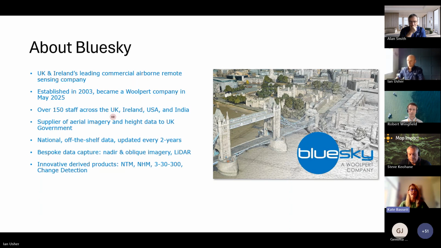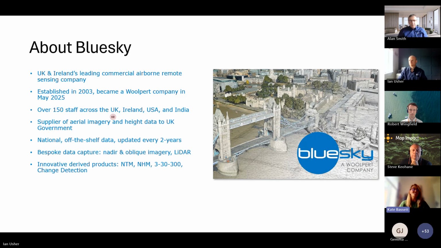Blue Sky is the UK and Ireland's leading commercial aerial survey company. We've been capturing and analysing airborne data since 2003, creating a range of high resolution data products at national scale across the UK and Republic of Ireland. Blue Sky supply aerial imagery and height data to the UK government as part of the APGB contract. And in May this year, we were acquired by Woolpert, a global architecture, engineering and geospatial firm. Woolpert's backing strengthens Blue Sky's ability to invest in innovation, expand our data offerings and scale our services.